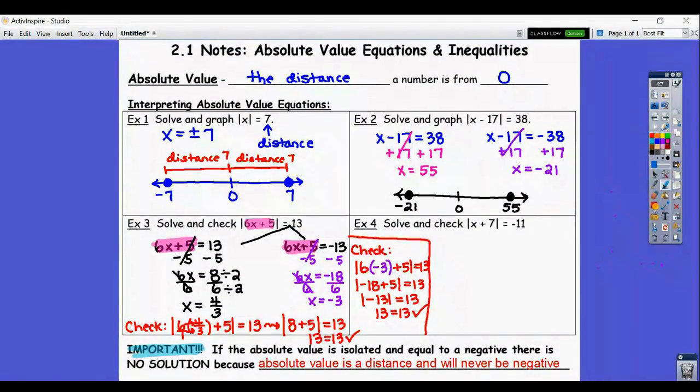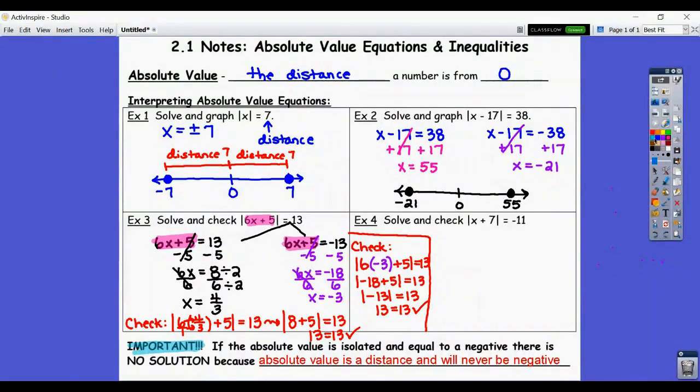It would be weird to say I'm going -13 miles to a place. That's not possible, and that happened here. So again, it happens when you have an isolated, all alone absolute value, which it was here, nothing was multiplied, added, or subtracted to it, and it resulted in a -11 distance. Cannot have that -11 distance, so we say no solution. You could write it out or put our no solution symbol.